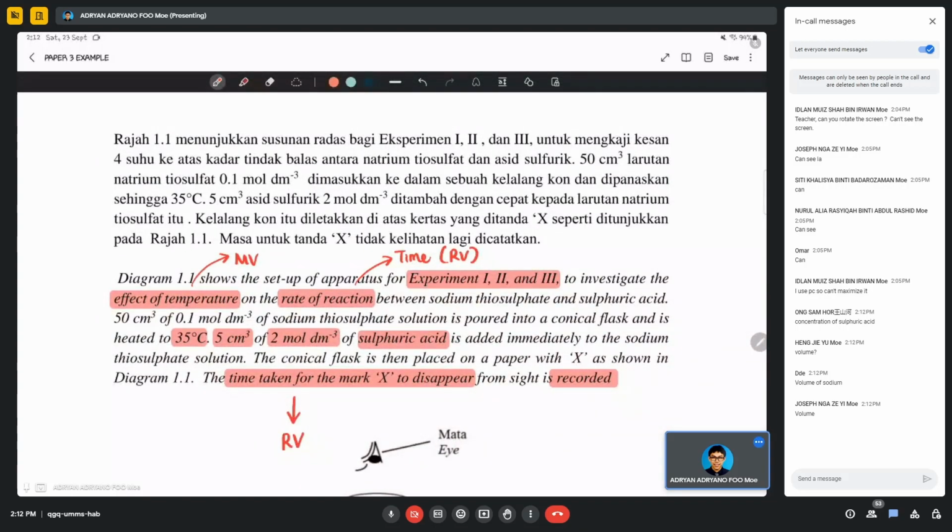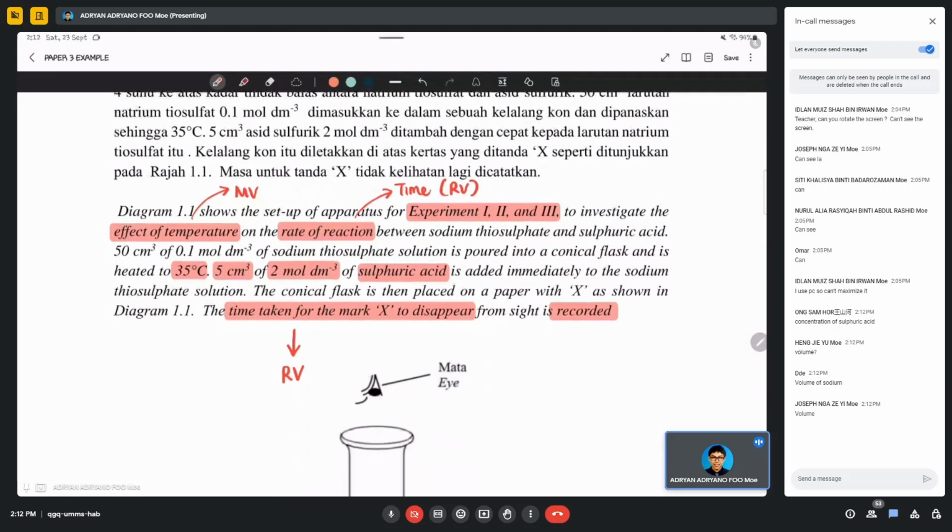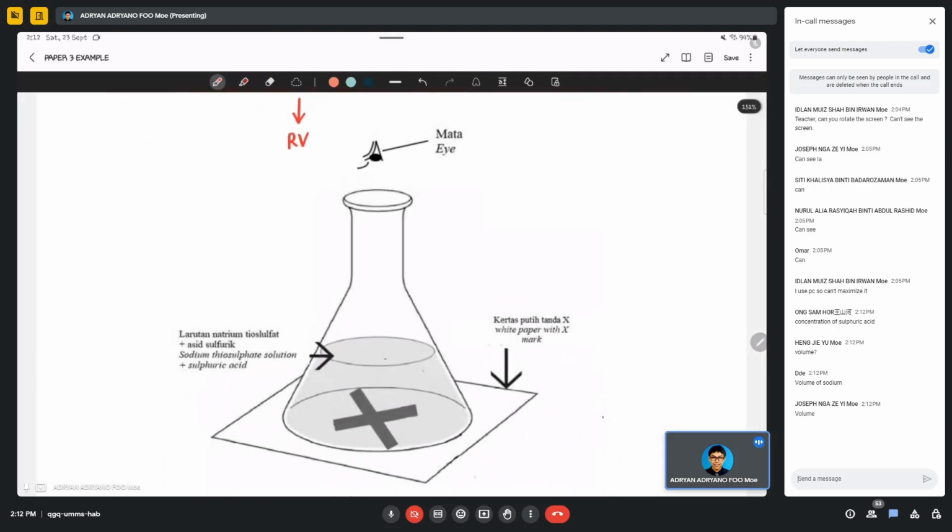Yes, good. Volume. So you can see from the question that there are two things fixed: the volume and the molarity of the sulfuric acid. Okay. How do you know it is molarity? We use concentration less; we use molarity, which is more correct, because it's mole per decimeter cube. Okay. So from the question, you can get MV, RV, and constant variable. Okay, this is the apparatus setup.